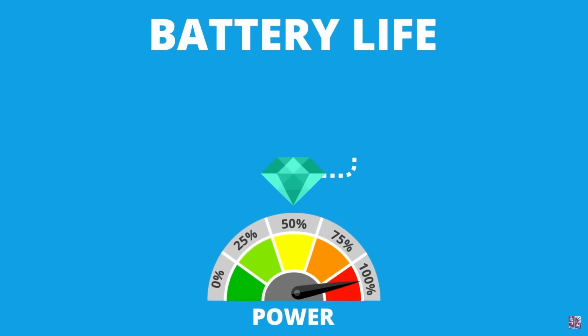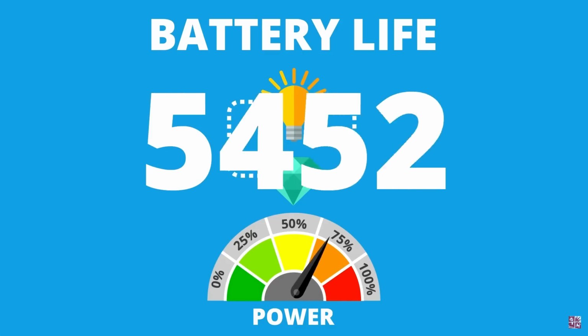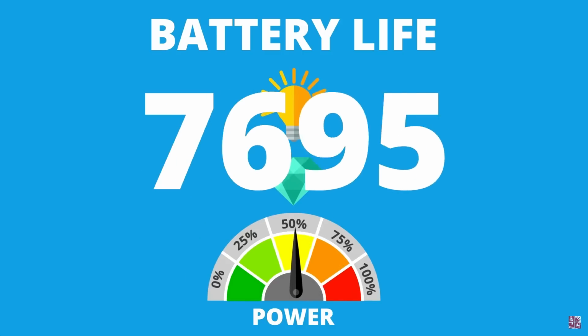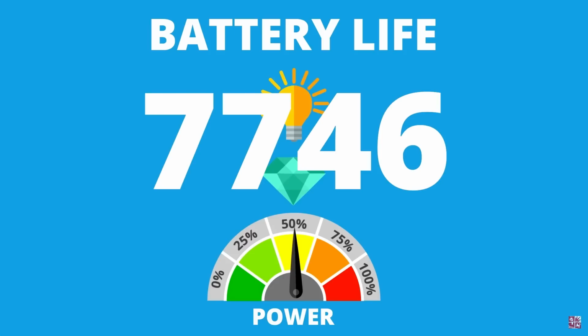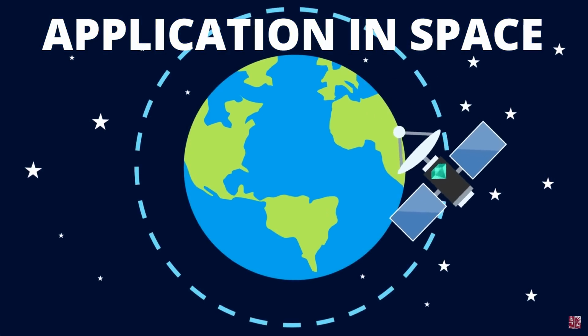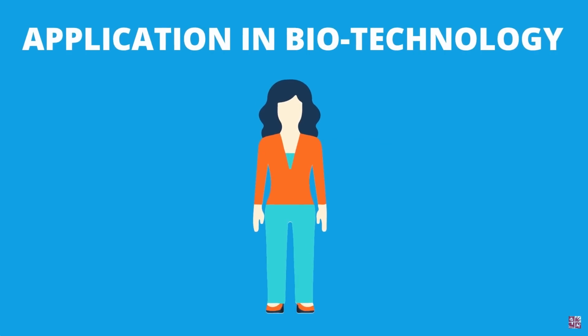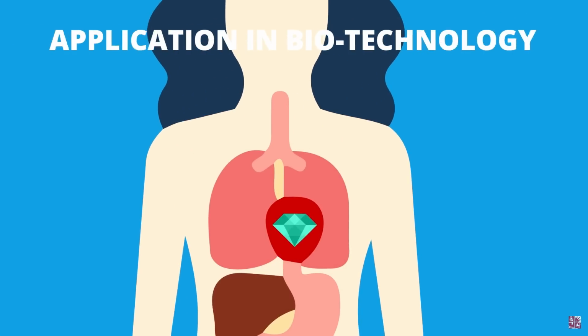As we mentioned, the radioactivity of carbon-14 halves every 5,730 years, meaning our diamond batteries have an incredible lifetime. They would only reach 50% power in the year 7746. These diamond batteries would therefore best be used in situations where it's not feasible to charge or replace conventional batteries, such as in satellites and space exploration, or use in implantable devices, such as pacemakers.